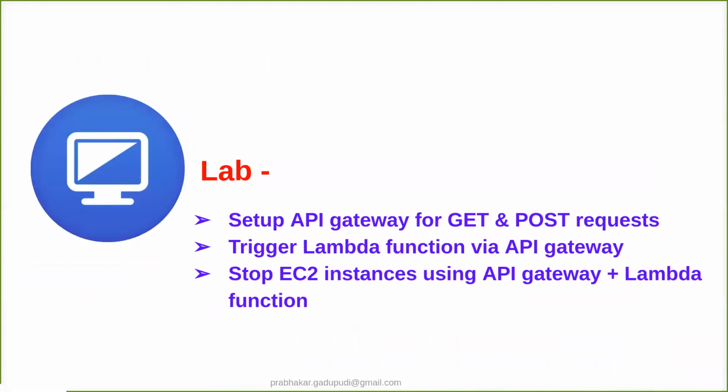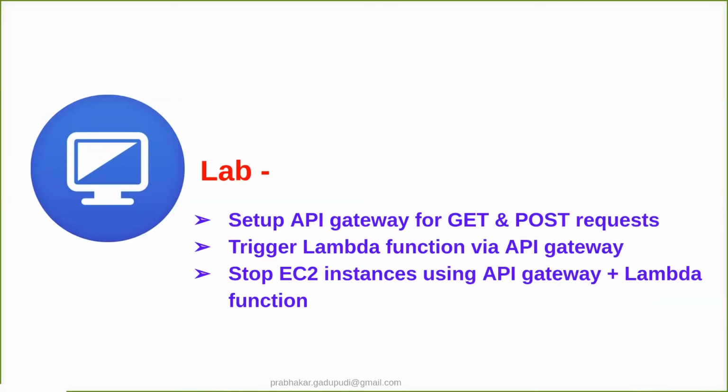In this demo, I'm going to create an API gateway for the get and post requests, so that I'm going to trigger the Lambda function with the help of this API gateway. If I put the get API, it will return the list of EC2 instances available on my AWS account, and with the help of the post gateway, I'm going to stop all the running instances.